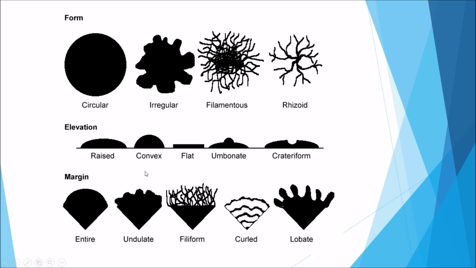Then if you look at the margins of the colony, so the outside areas, is it entire, so a nice smooth edge, undulate where it's got these small lobes, filiform where you've got filaments springing out, curled where you've got waves coming off the end of it, or lobate in which you've got large lobes. You can literally get any combination of these. For example, you could get a circular, flat, lobate colony, and that could be specific to that bacterium.